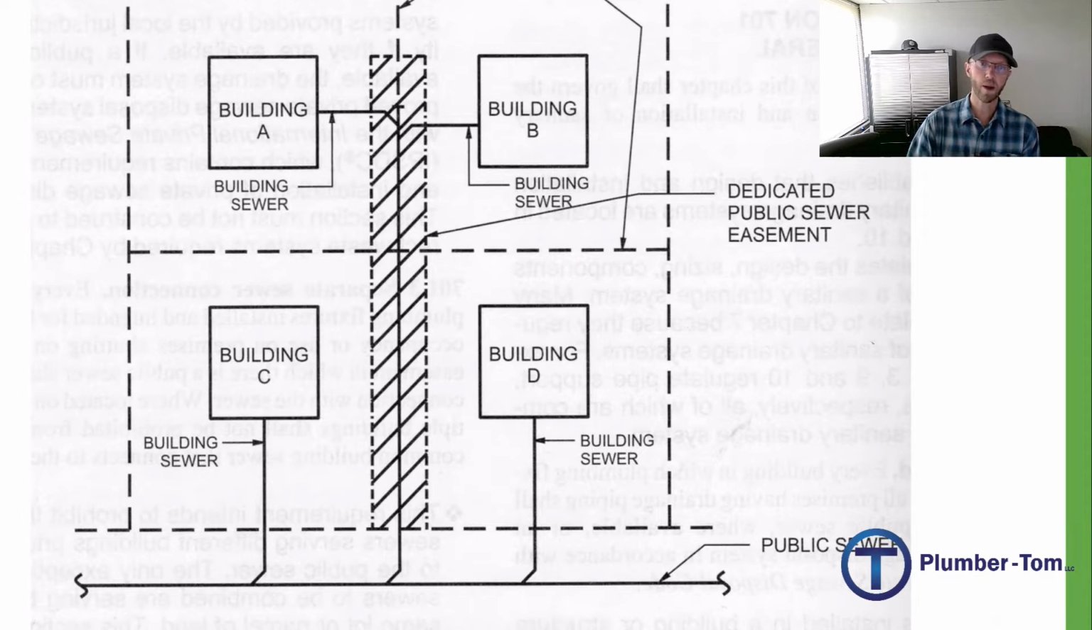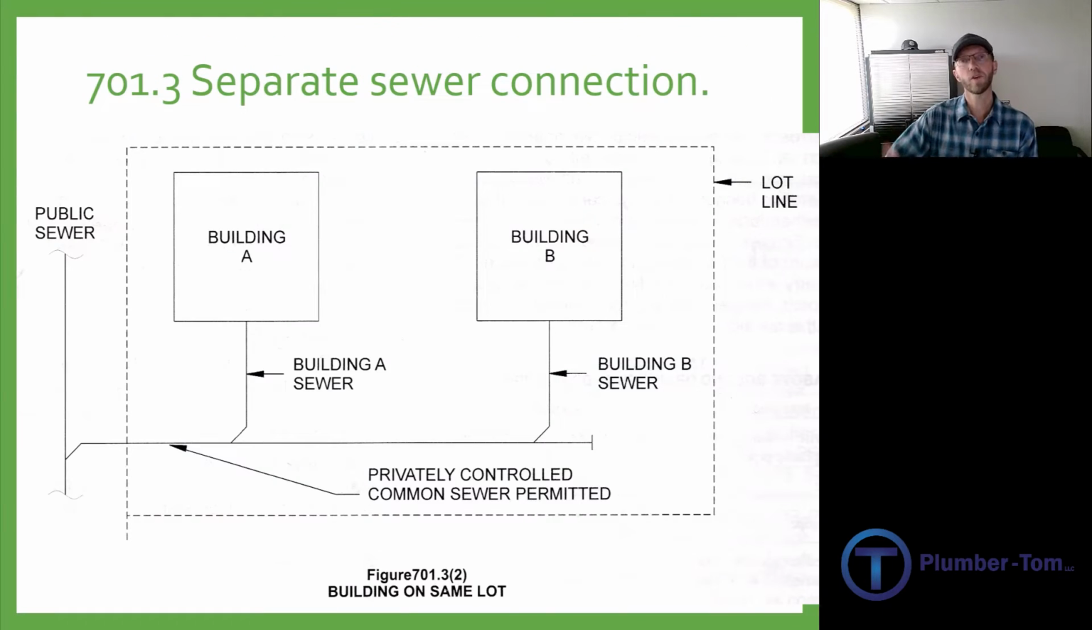There are 4 different properties with 4 different buildings. The 2 buildings above, Building A and Building B, don't have a property line or a lot line that's right by the public sewer, but there is a dedicated public sewer easement. So this section coming up through the middle is also public sewer, and then they have an individual connection to that.